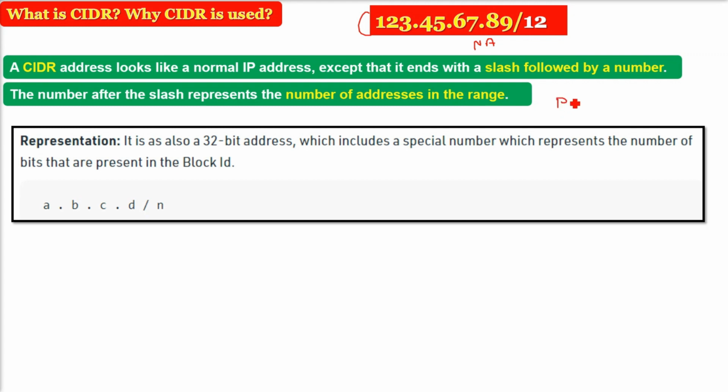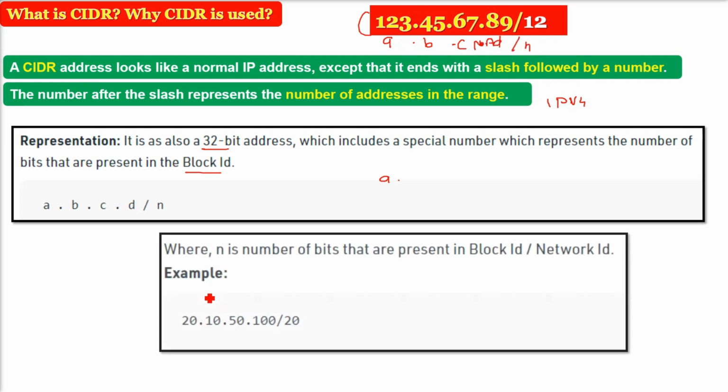So this IPv4 we are talking about is a 32-bit address. CIDR is also a 32-bit address, and it also has a special number which represents the number of bits that are present in a block ID. For example, let me write it here: A.B.C.D and then slash a number n. And this n is what? This is the number of bits that are present in your block ID or network ID.